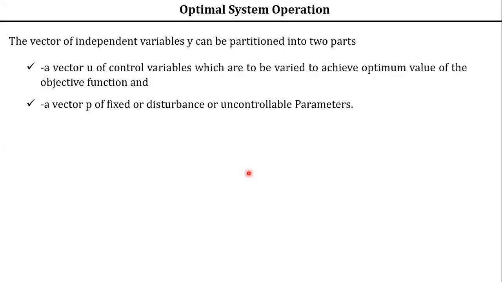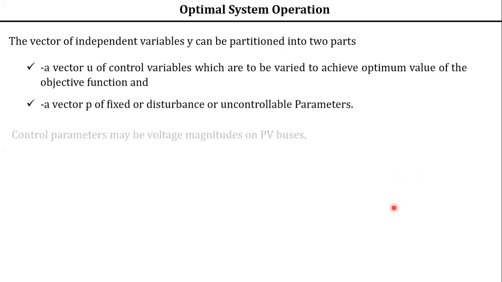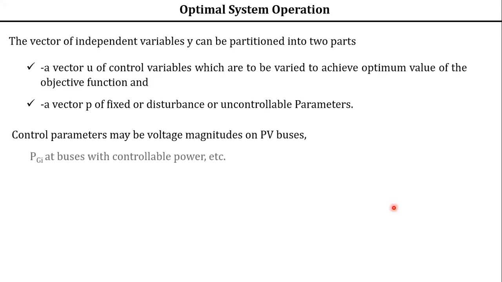So this is U and P I have represented here. U is the controllable variable. This may be PGi or voltages at the buses or tap settings of the transformers. All these variables come under U. And P is fixed, which cannot be controlled. But still, we call Y a controllable variable because some portion of Y is controllable. Control parameters may be voltage magnitudes on PV buses, or PG buses with controllable power, or transformer tap settings, etc.